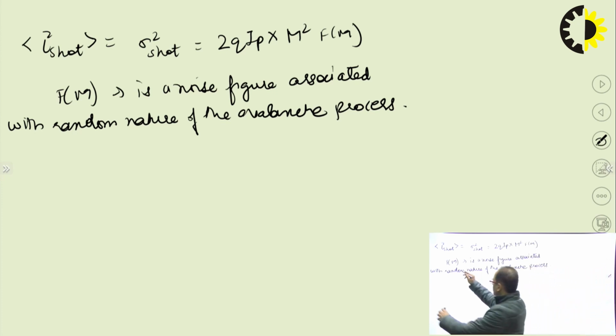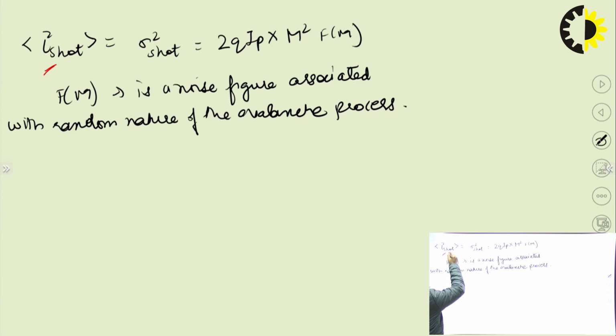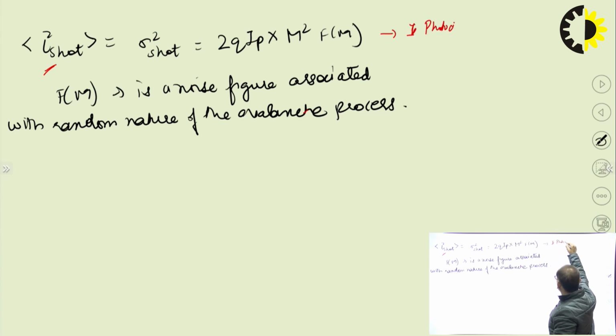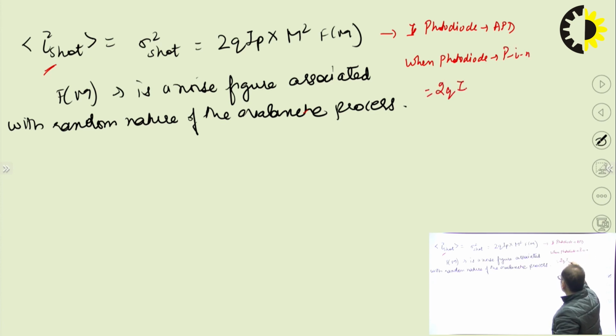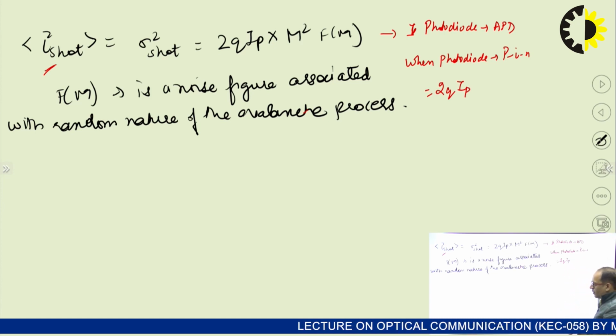So the noise current due to the shot noise is I square shot equal to 2 into q into I P equal to M square into F M. This is in the case when the photodiode is APD, but when the photodiode is PIN, then it is equal to 2 into q into I P. Clear? And what is the F M?